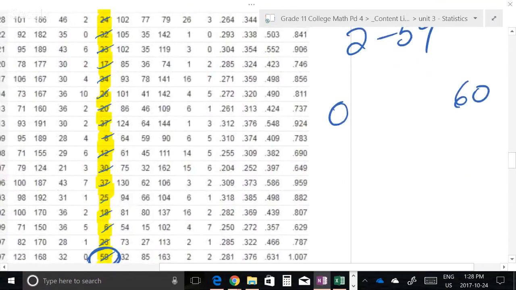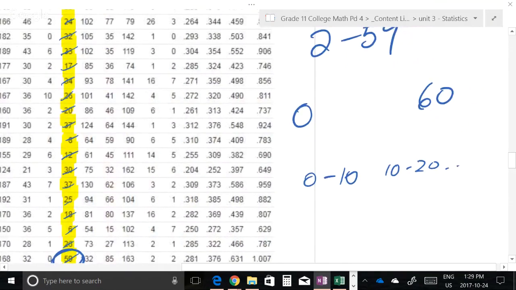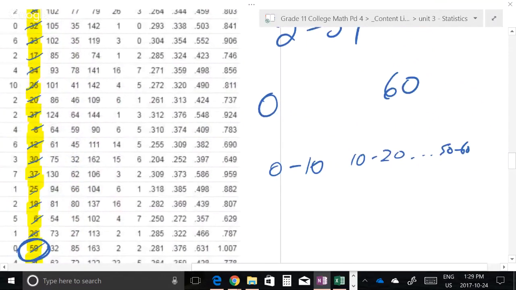Now, if we're going from 0 to 60, how wide should I make my bins? Yeah, you could do by tens. And so you'd go 0 to 10, 10 to 20. Absolutely. Nothing wrong with that. What else could we do? All the way up to 50 to 60. I think, is that what we actually did yesterday? We do 10 wide? Sure.